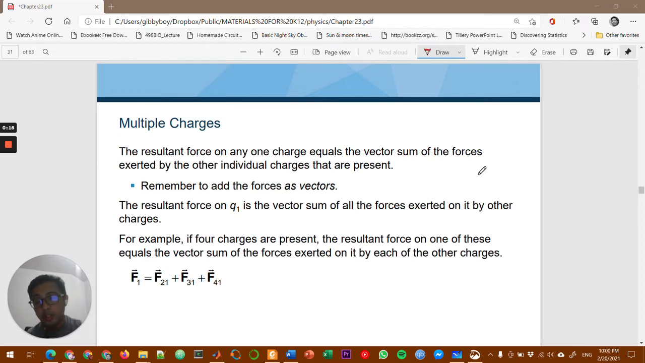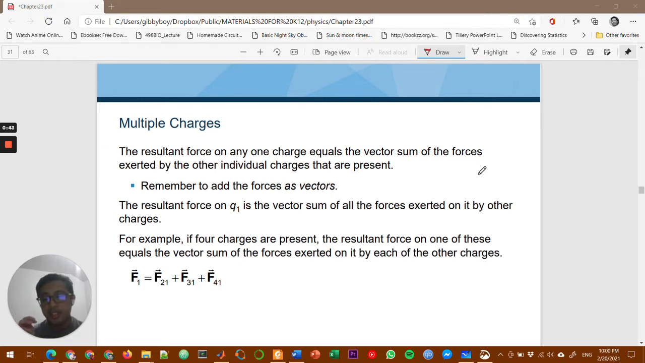So what if there are several charges present in a certain vicinity or area, and we are asked to find the resultant force or total force that is acted upon a single particle or a single charge because of the presence of the other charges? So we can actually calculate the force on, let's say there are four charges. We can calculate the force acted on charge 1 because of the presence of the other three, and calculate separately the force acted on charge 2 because of the presence of the other three, charge 1, 3, and charge 4, and so on.